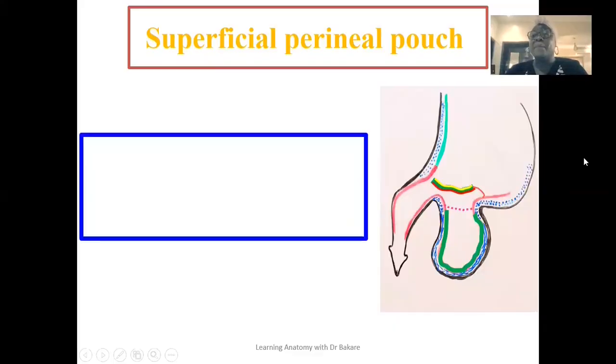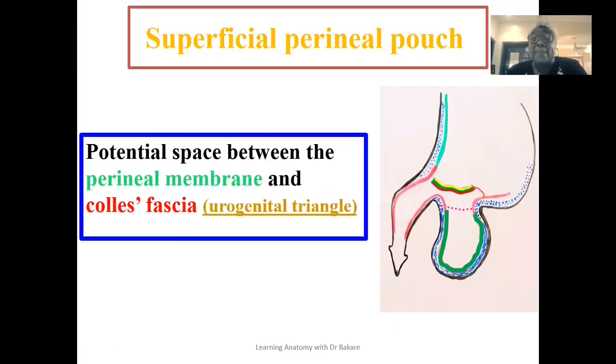So the superficial perineal pouch is a potential space that is located between the perineal membrane and also the Colles fascia. We try to use this image for illustration. We say that this is where we have the pelvic cavity. We say that the pelvic cavity is limited by the pelvic floor or the pelvic diaphragm. And this is what we have here highlighted in purple.